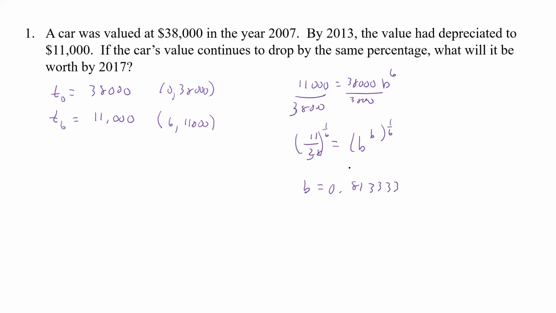0.813333 and so on. And so we have the function of basically A of x, but now let's see, what do we want to do? We want to find at 2017, which is 10 years later, so we want A of 10 is equal to 38,000 times B, which is 0.81333 up to the power 10. Okay, so now we can plug that in.